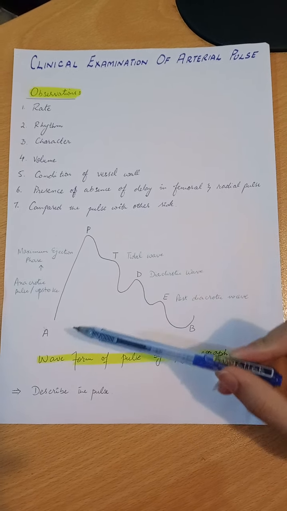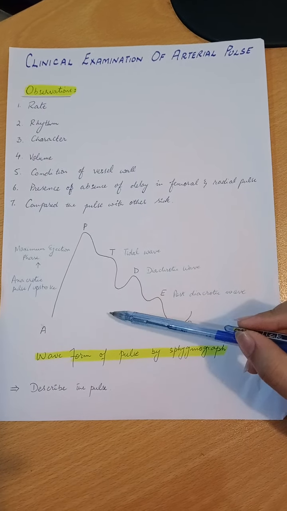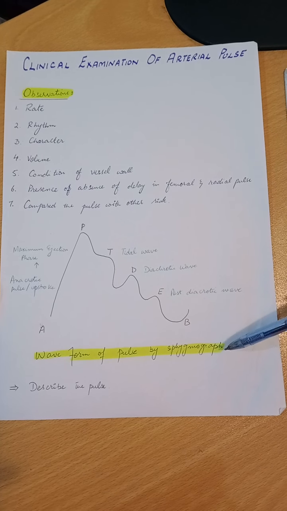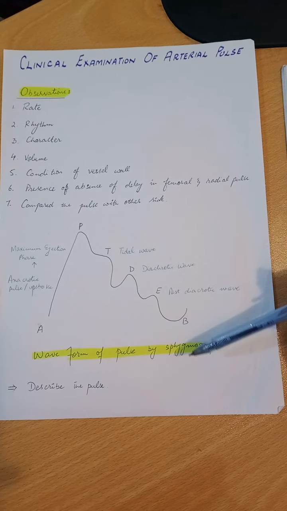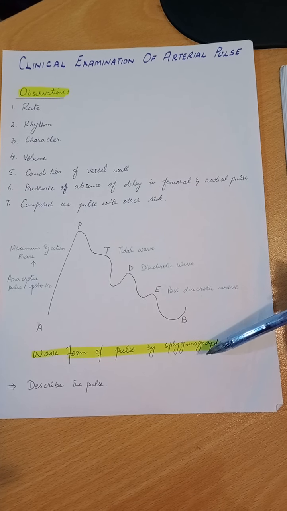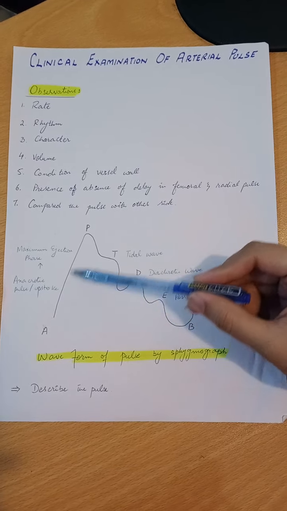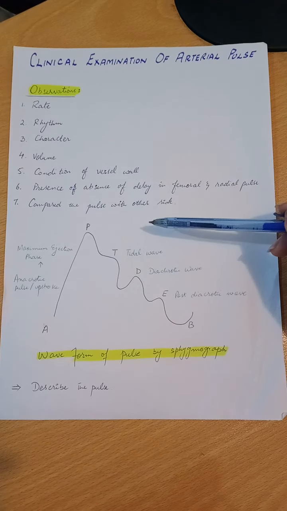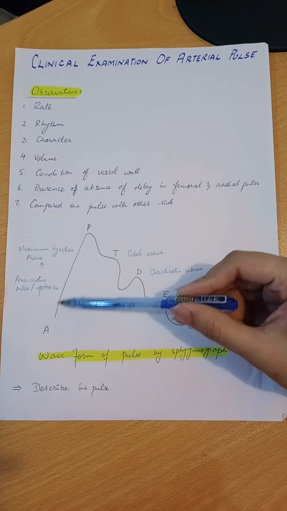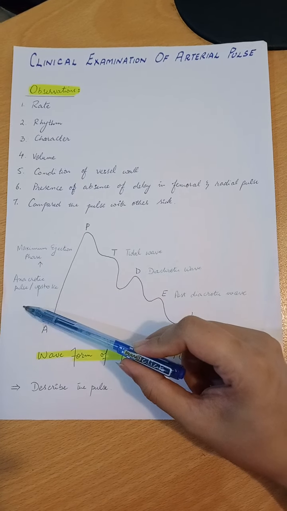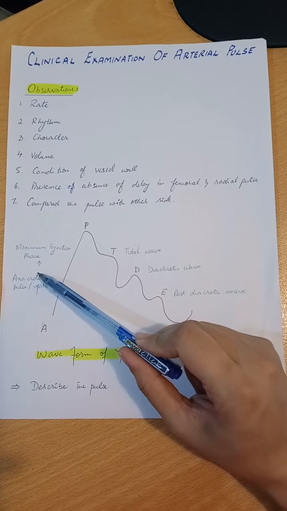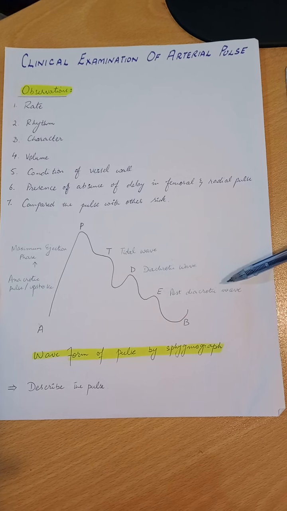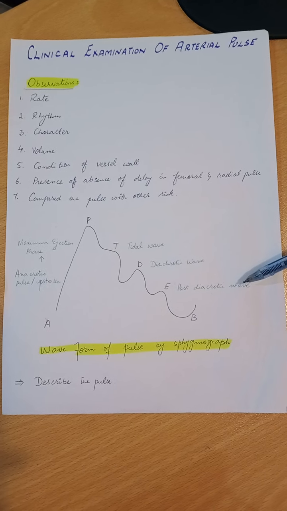If we see the diagram of this pulse, this is basically the waveform of pulse which is noted by the sphygmograph. This device is wrapped around the wrist, and this basically determines the different characters of the pulse. In this diagram, which is also mentioned in your book Guyton, you can see that this upstroke is also called the anacrotic pulse. This is the maximum ejection phase. Then we have a tidal wave, then the dicrotic wave, and lastly we have the post-dicrotic wave.